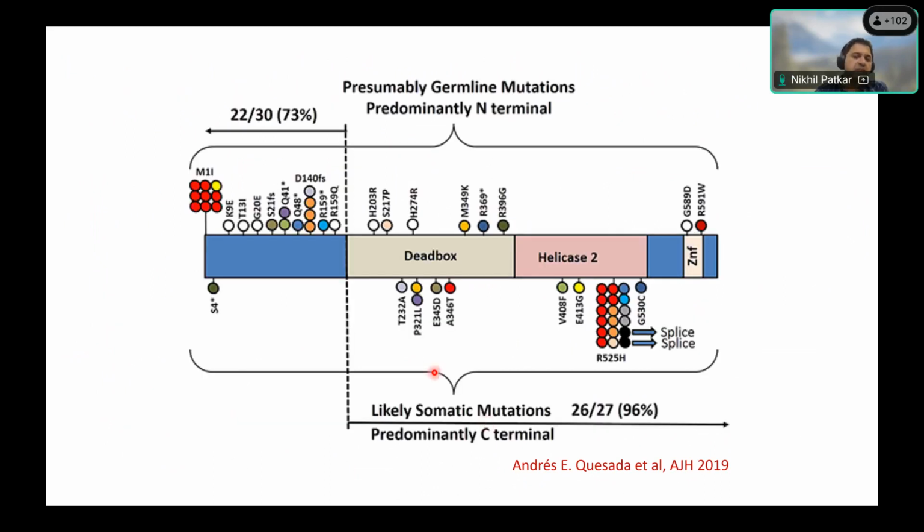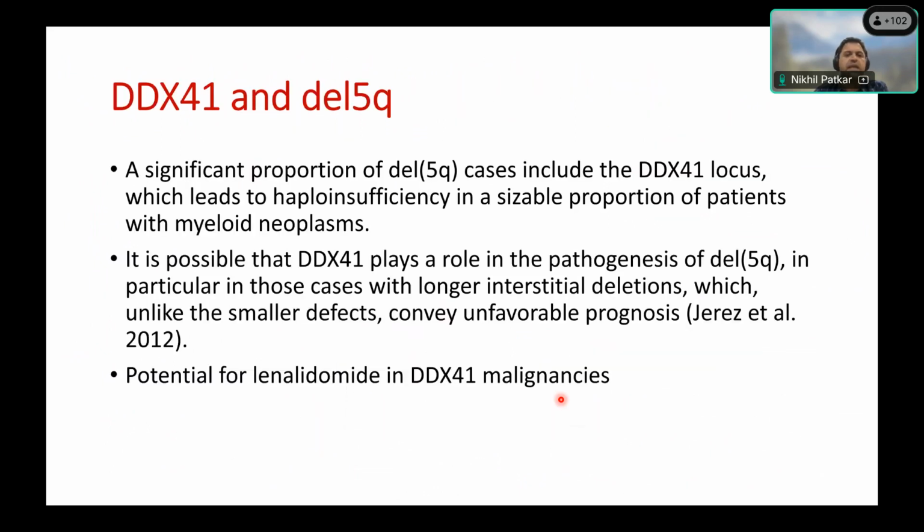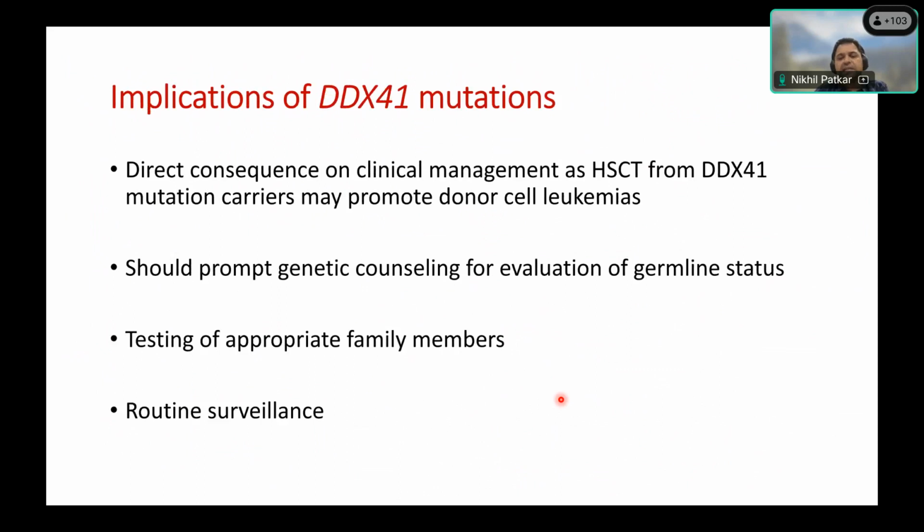They are present either at the N terminal or at the C terminal. I'm not going to talk about this. They can also have other concomitant abnormalities such as deletion 5q as is seen in our case. Why it is important is because this has direct consequence on clinical management such as transplant for DDX41 mutation carriers. So for example, if a son is to donate for his father's AML, he should be screened for DDX41. There should be testing for appropriate family members as well as routine surveillance.